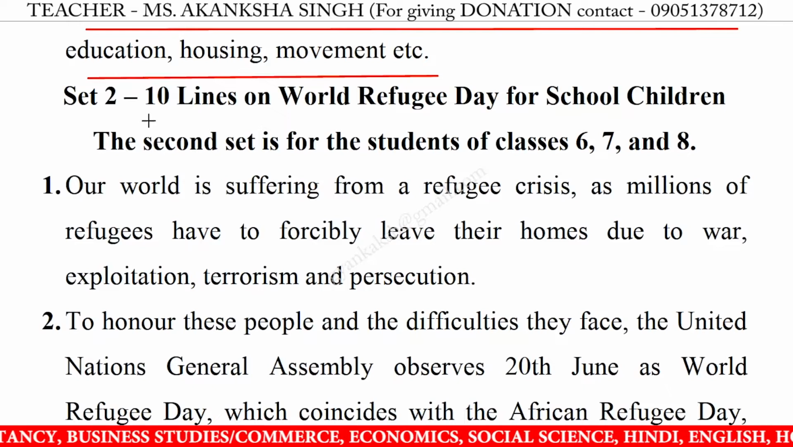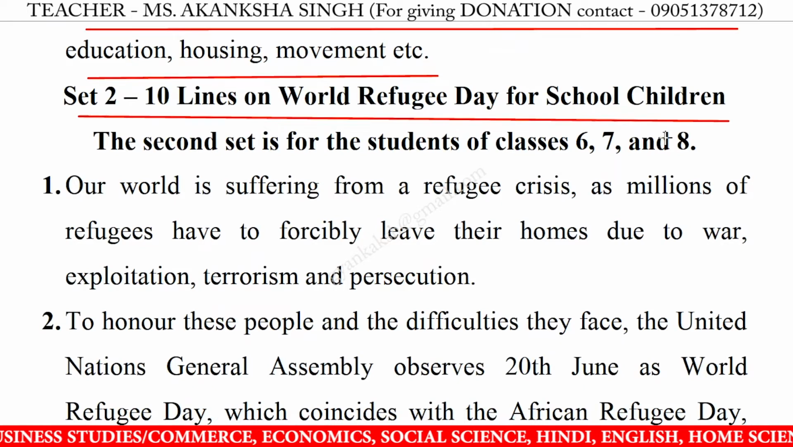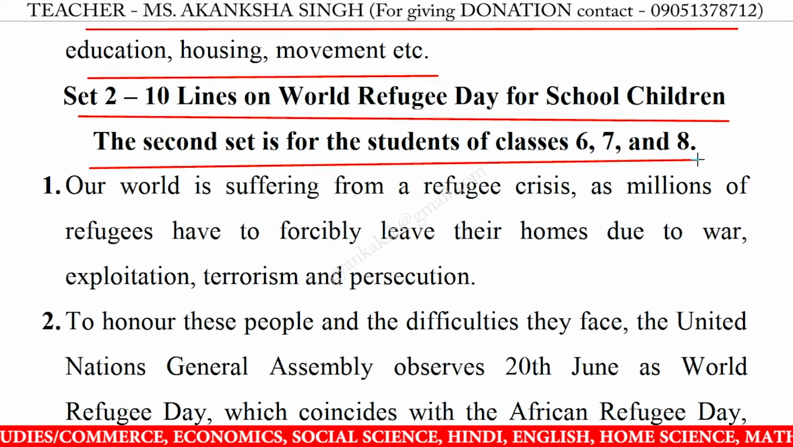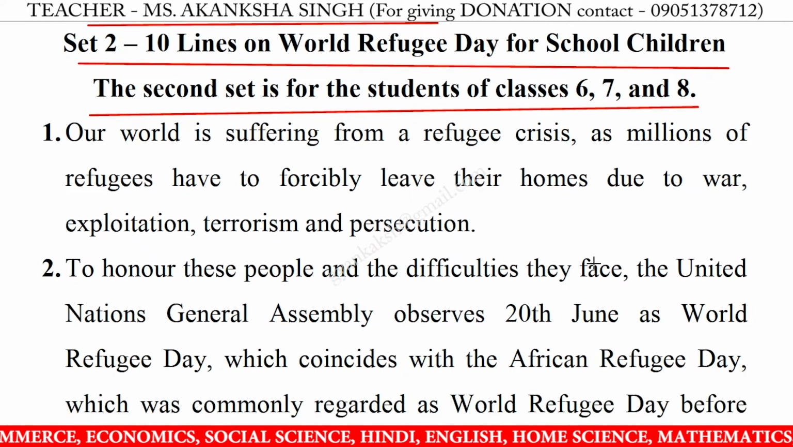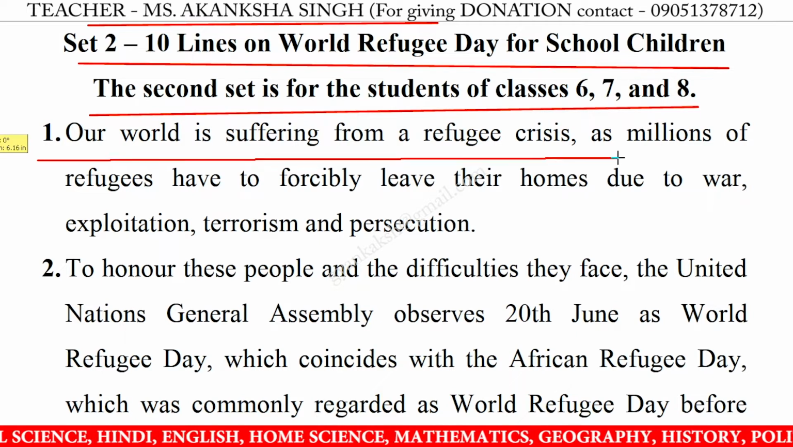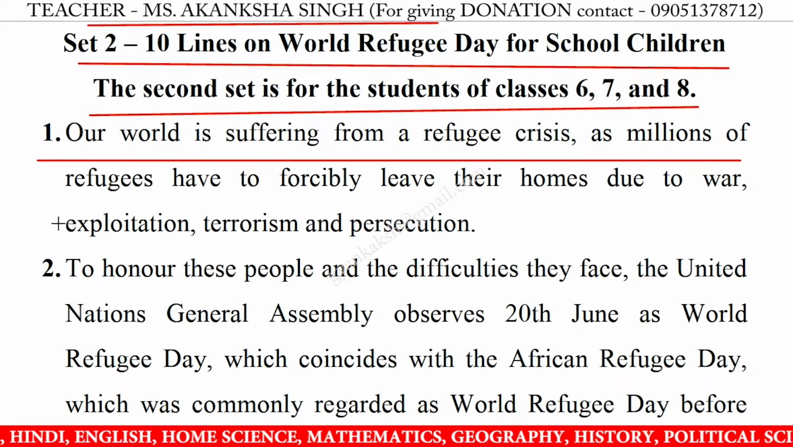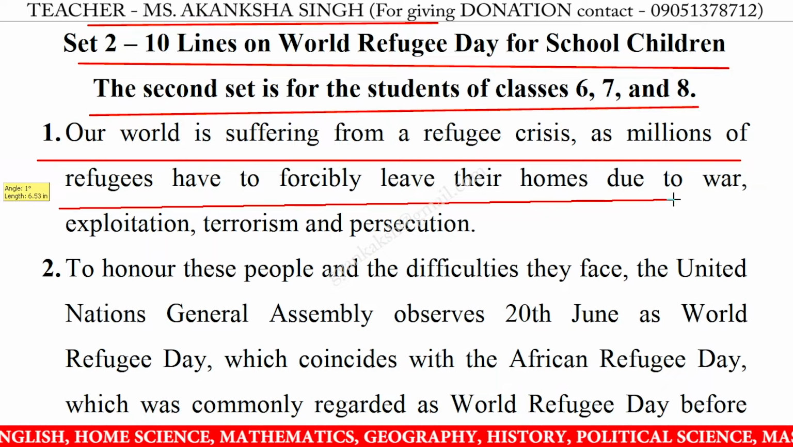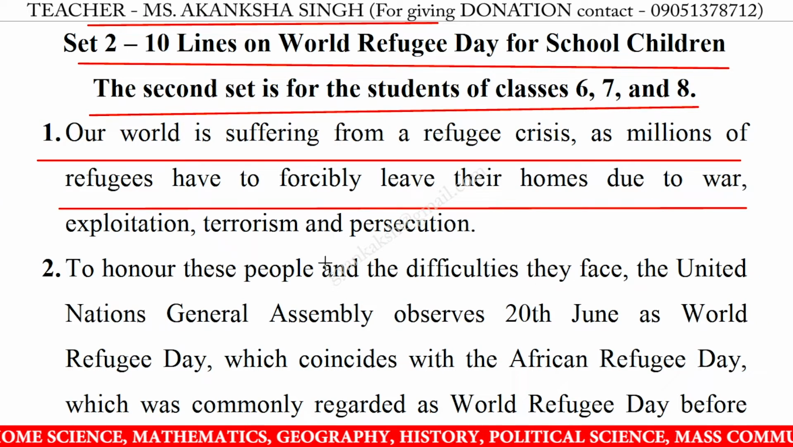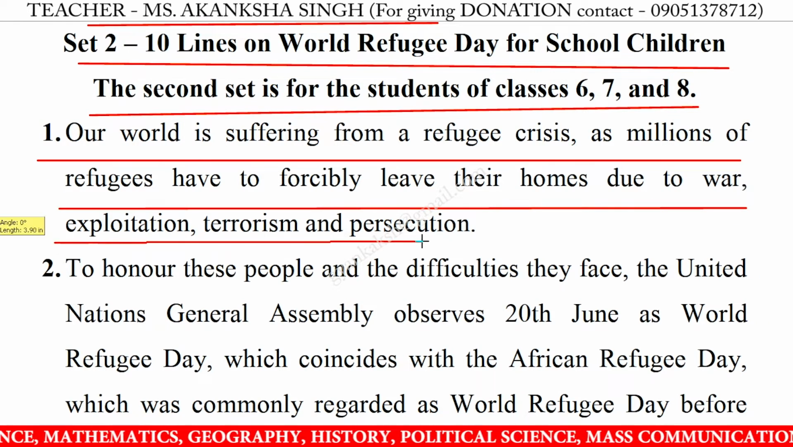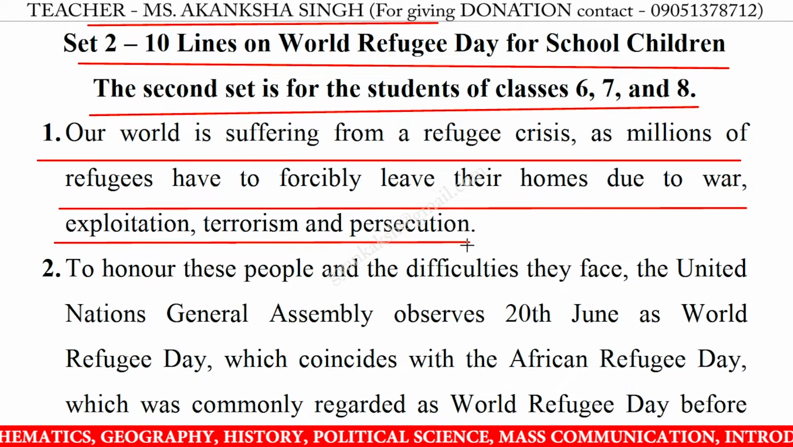Set 2. 10 lines on World Refugee Day for school children. The second set is for the students of classes 6, 7 and 8. Number 1. Our world is suffering from a refugee crisis as millions of refugees have to forcibly leave their homes due to war, exploitation, terrorism and persecution.